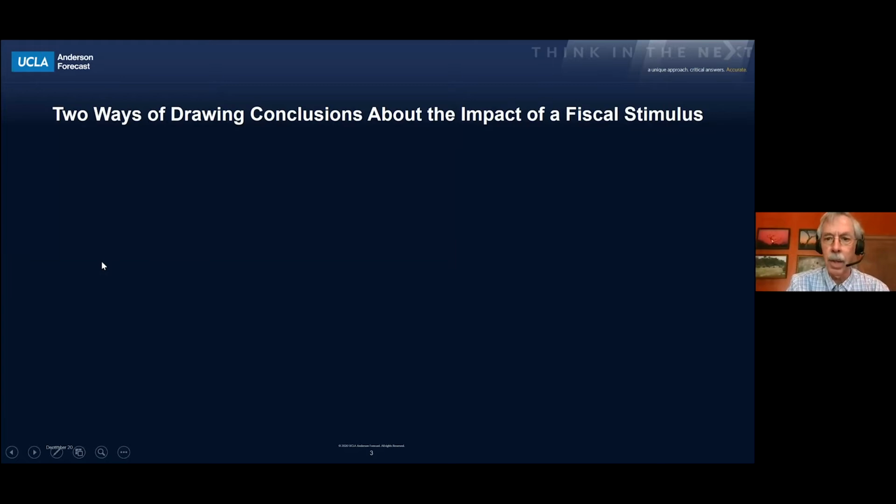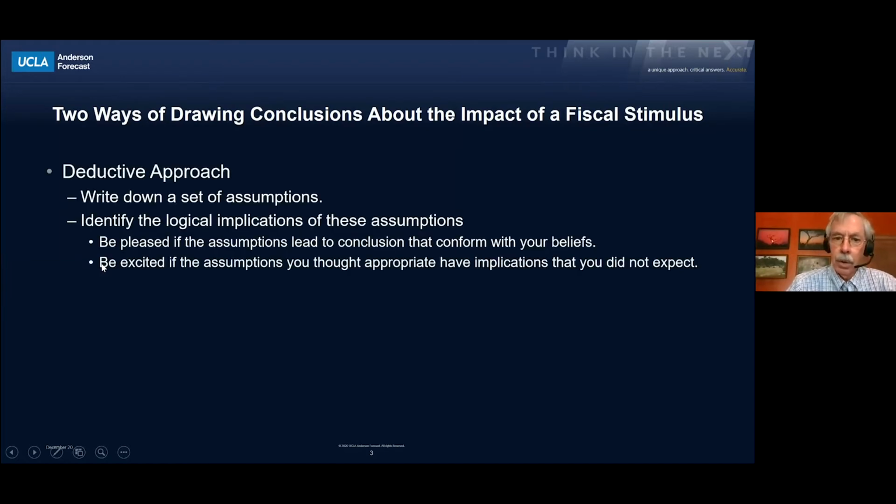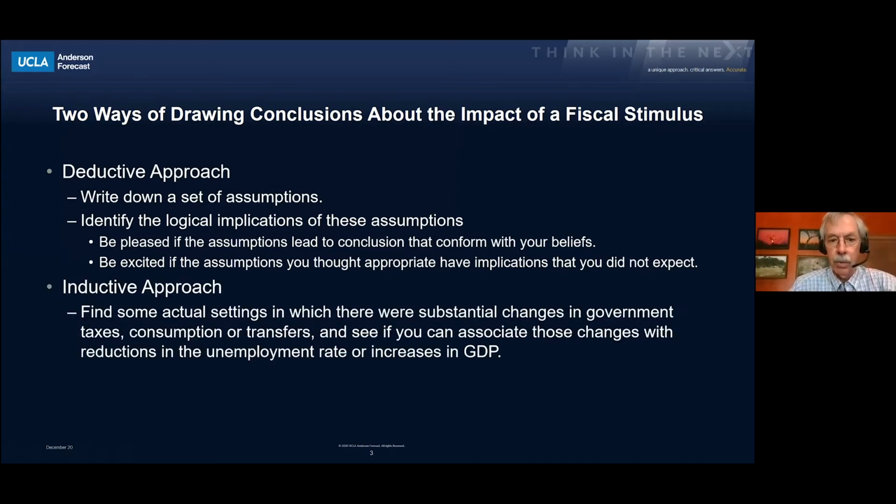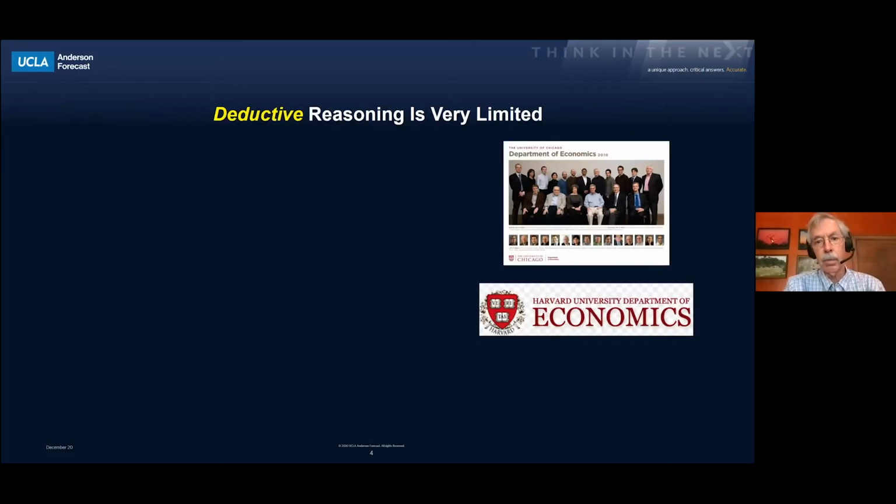There are two ways that economists draw conclusions about fiscal impact. One is the deductive approach, where you write down a bunch of assumptions and then you draw the conclusions from those assumptions. And you're going to typically be pleased if the conclusion conforms with your belief, but you might be excited if you found out something that you didn't expect that was the consequence of those assumptions. That's how knowledge might be created. There's the inductive approach, where you look at actual settings in which there's been a change in fiscal policy, that is to say taxes, government spending, or transfers, and see if you can associate those changes with reductions in the unemployment rate or increases in GDP. That's the inductive approach.